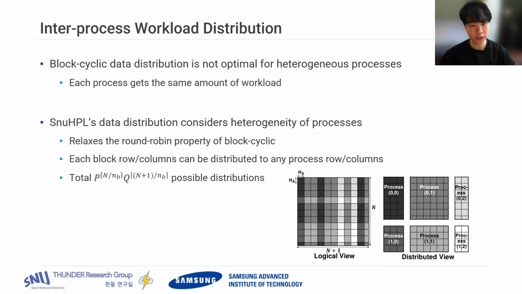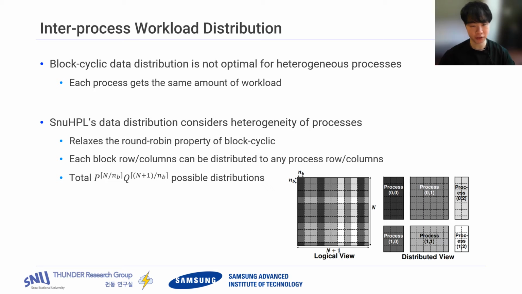Now, we have an HPL implementation that runs efficiently on clusters of homogeneous high-end GPUs. We further optimize SnuHPL to run efficiently on clusters of heterogeneous GPUs. To deal with the heterogeneous processes, we modify the data distribution of the original HPL. Block cyclic data distribution is not optimal for heterogeneous processes because each process gets the same amount of workload even though they have different computing power.